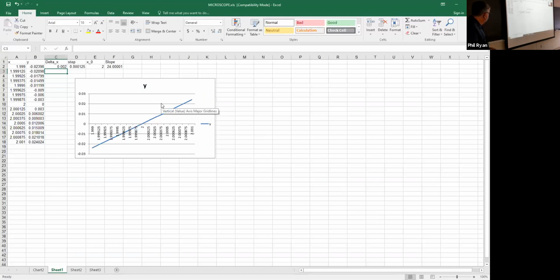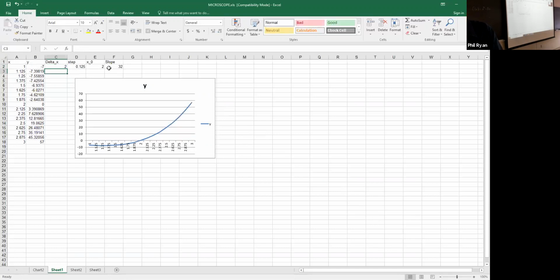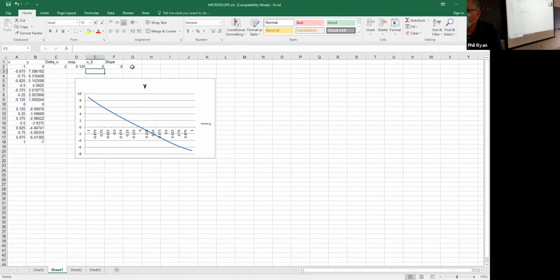Okay, so let's do a new function. So let's go back to delta x of 2. I'm centering my function at 0, and my window is 2. So that means I'm going from -1 to 1. And I'm going to change my function.